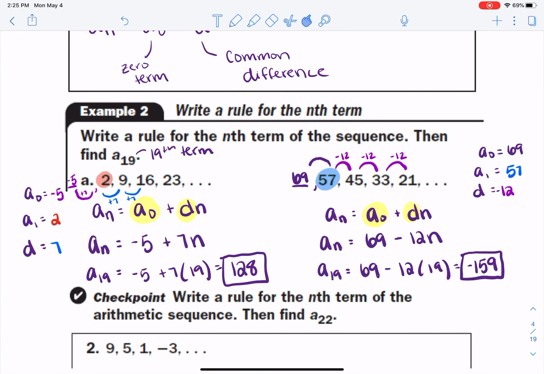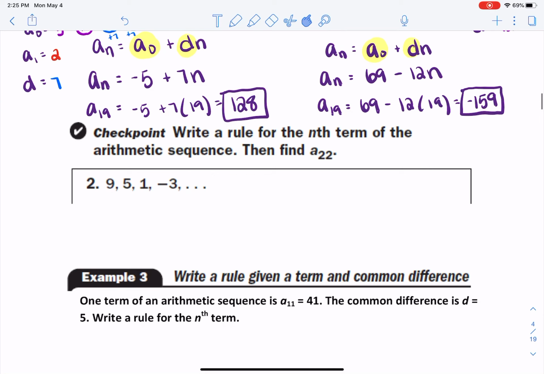Okay, and that is the end of our notes on arithmetic sequences. If you'd like to try this checkpoint and then check in your notes, I think that'd be great. Otherwise, the next video will be about geometric sequences. Thank you.